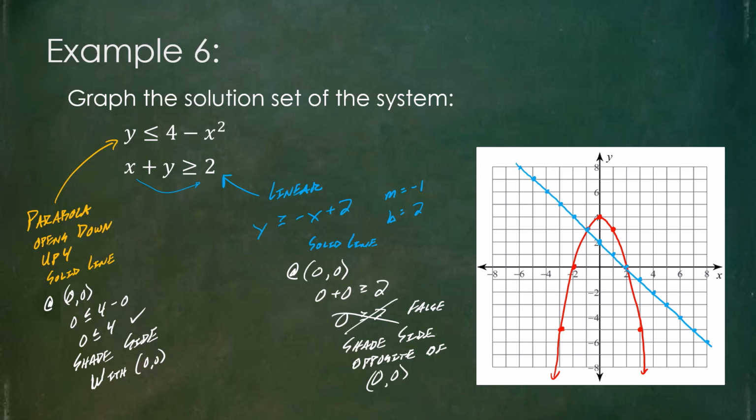We said we were going to shade inside of the parabola or below the parabola, but this time it would be, technically we could also call that above the line. So this time the shaded region happens to be this little sliver on the inside of that.